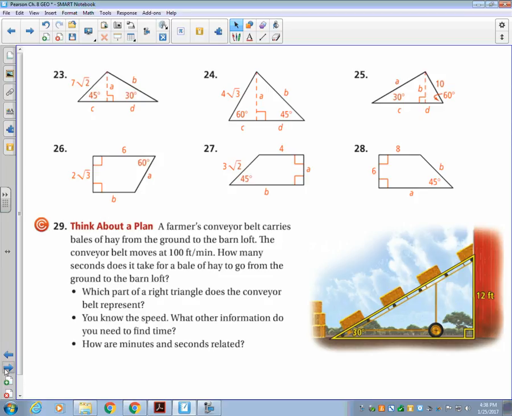All right, if there's time left, go ahead and complete the practice problems for 8-2.